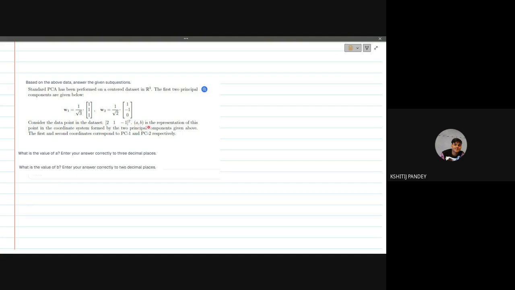AB is the representation of this point in the coordinate system formed by the two principal components given below, the first principal component and the second principal component. So what we have to do here is find the values of A and B. Basically, we have to find the transformed data point in the new coordinate system. Do you guys want to give it a try?